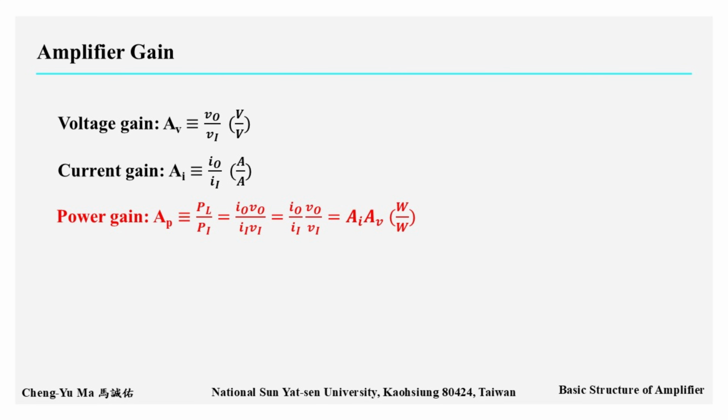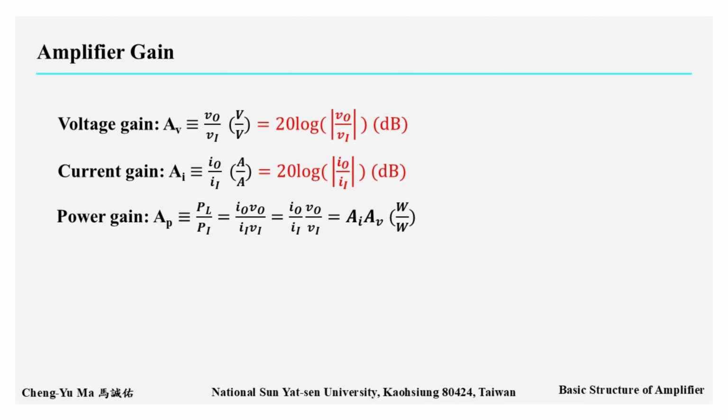Finally, we introduce power gain, AP. Since power equals current multiplied by voltage, the output power, PL, is the output current, IO, multiplied by the output voltage, VO. The input power, PI, is the input current, II, multiplied by the input voltage, VI. Power gain is equal to output power divided by input power. Therefore, power gain is also equal to current gain multiplied by voltage gain, and its unit is watts per watt.